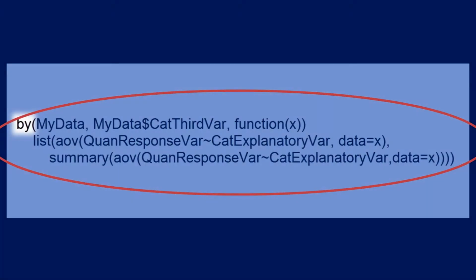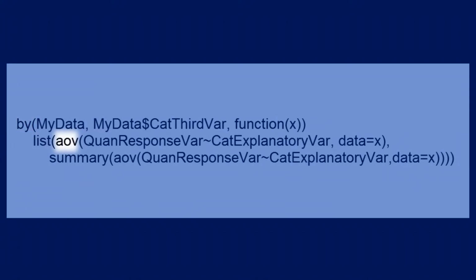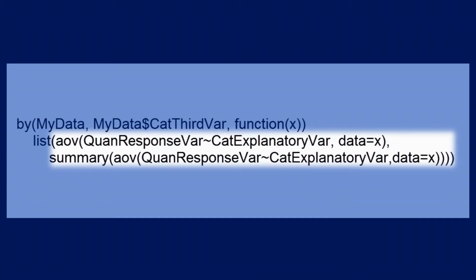This by function tells R to run the two commands in the list, which are the analysis of variance and the summary function, and to output the results for each level of the third variable. Function X is basically a placeholder in R code that says you're going to perform whatever functions follow. The X is important because in the functions that follow it, the dataset is referred to as X. This is because in the first line, you're setting up X to be the dataset for just the observations of each level of the third variable in turn. By adding the list function, you're telling R to run multiple functions inside the list function for each level of the third variable.